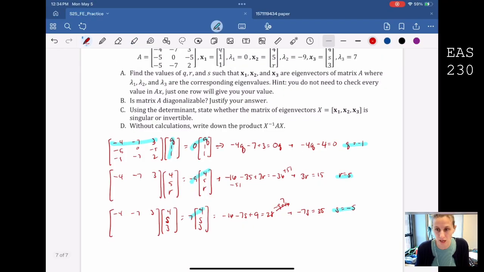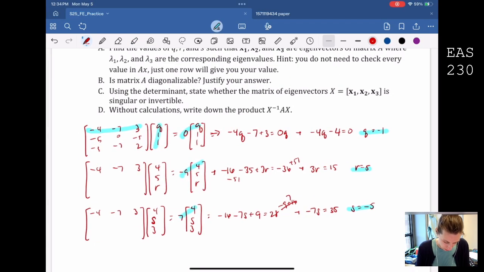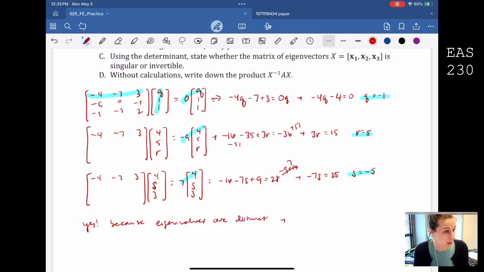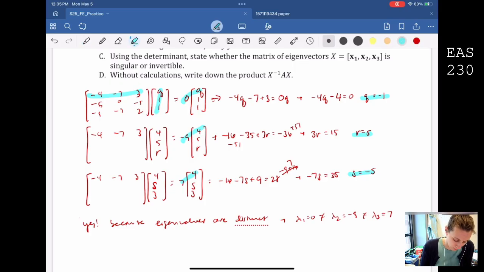It asks, is the matrix diagonalizable? Yes, because my eigenvalues are distinct. So if I look at eigenvalue 1 equals 0, it's not equal to eigenvalue 2, which is equal to -9, which is not equal to eigenvalue 3, which is equal to 7. They're distinct. Therefore, it is diagonalizable.